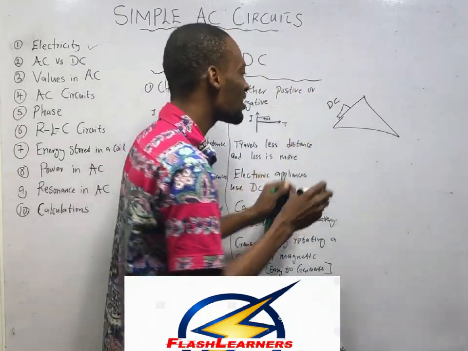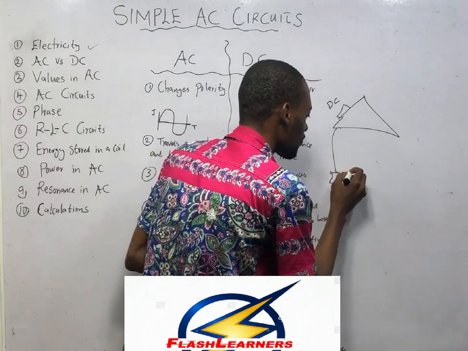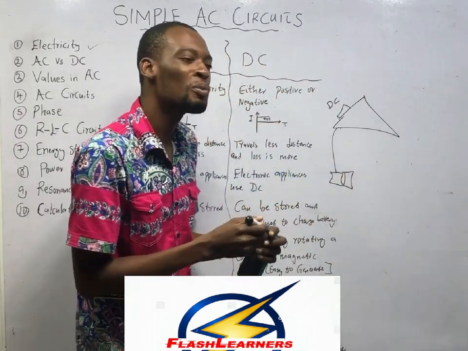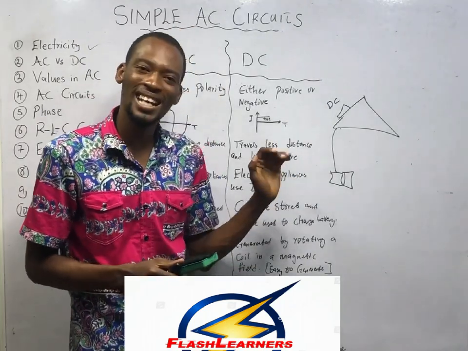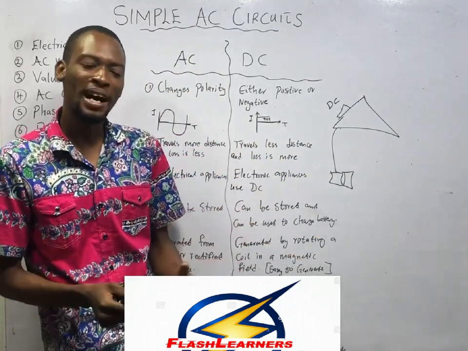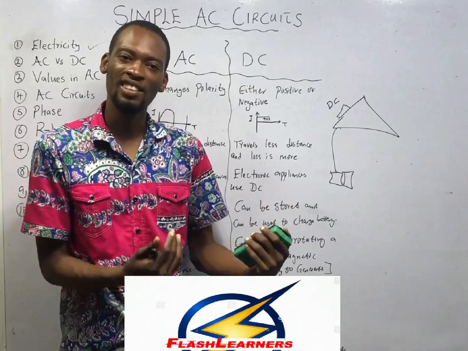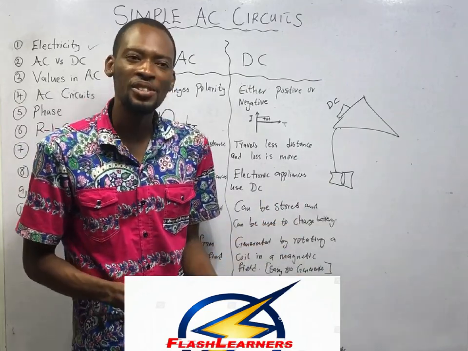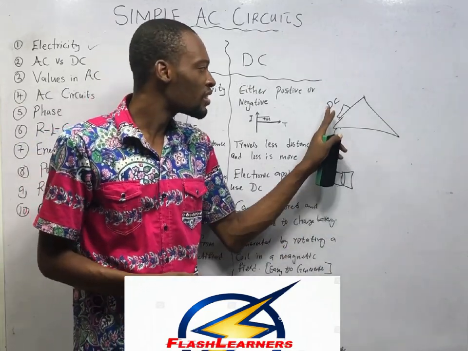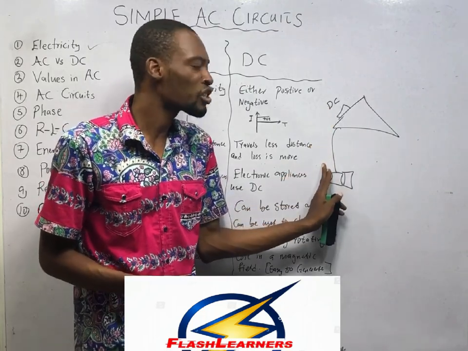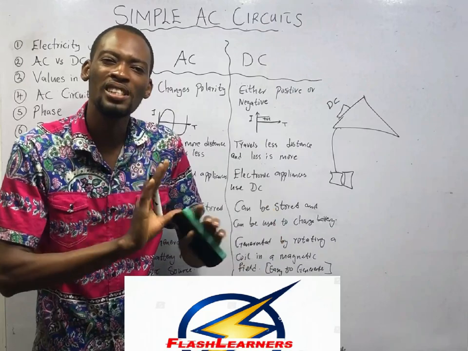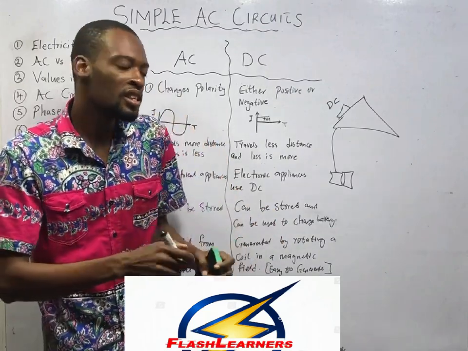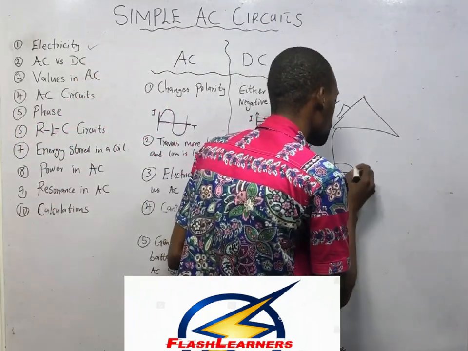Now, this DC is connected to batteries. So when you have a solar panel, you must have a battery. The energy from the solar panel is used to charge your battery. And remember, a battery is a source of direct current. So after charging the battery, now for the panel or the battery to supply light to your TV, to your fridge, to your air conditioner, those ones don't use DC, it has to be converted to AC.